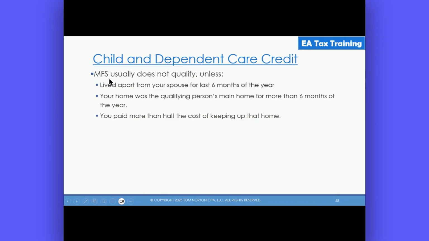As we said, married filing separately usually does not qualify. However, they can qualify if they meet this criteria: you lived apart from your spouse for the last 6 months of the year, your home was the qualifying person's main home for more than 6 months of the year, and you paid more than half the cost of keeping up that home.